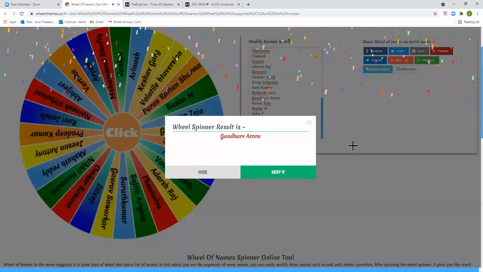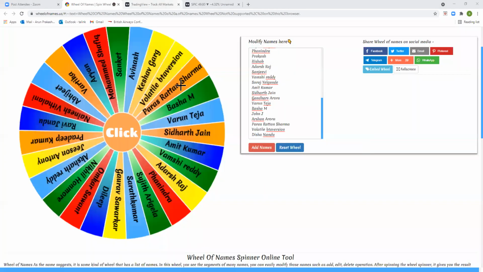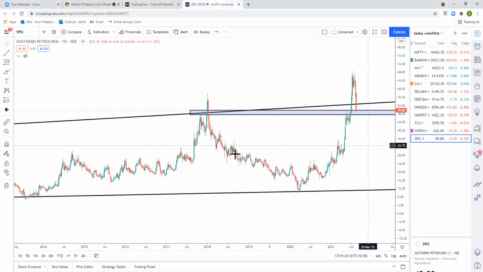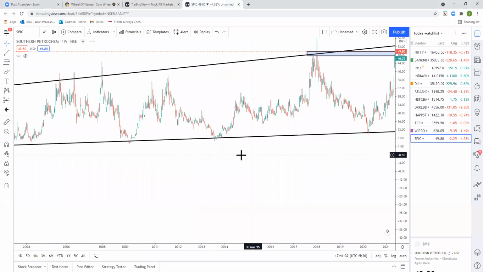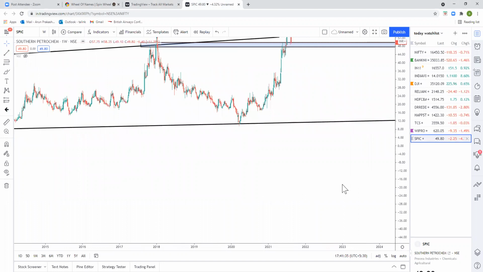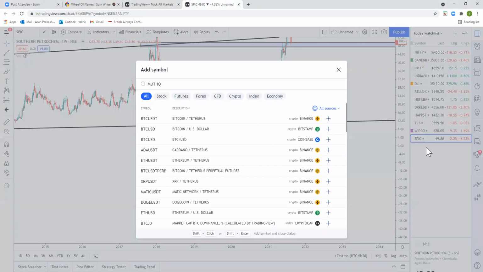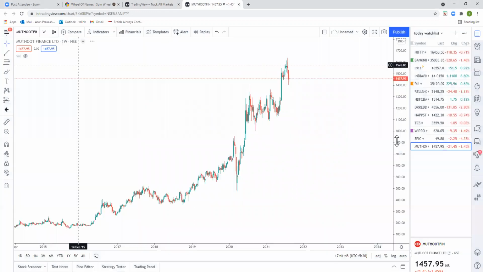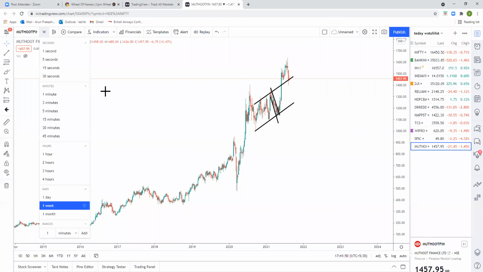So how to determine the target? Okay, let me discuss it with a few examples. If you have any specific stocks, you can mention them. Muthoot Finance. Okay. See, this is the pattern which I have in Muthoot Finance.